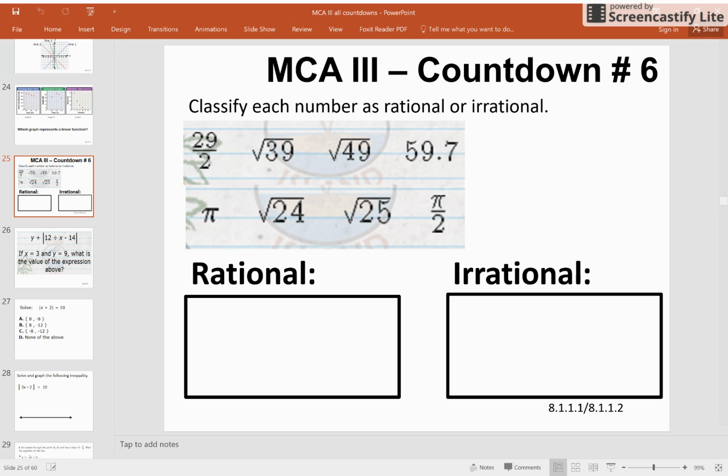So we do division before subtraction. 12 divided by 3 would be 4. Now 4 minus 14 would be negative 10. But the absolute value of negative 10 would just be 10. So we're just left with 9 plus 10 equals 19.